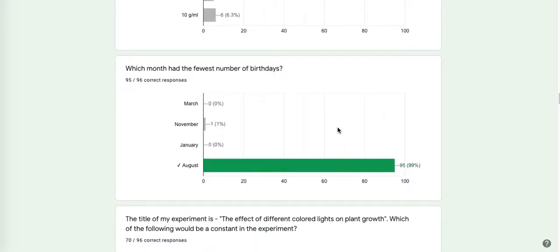The next question showed a graph and just asked you to read it and asked you which month had the fewest number of birthdays, and the answer was August.